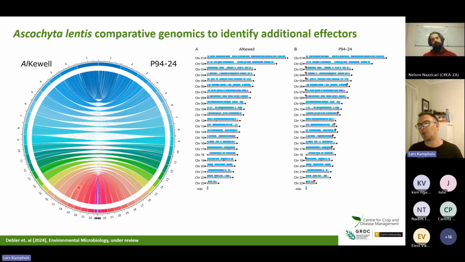That's just one effector and one gene. I mentioned before that we're trying to identify additional effectors through whole genome sequencing and generation of a pangenome. But one of the early things that we did is compare the 2 genomes of our 2 favorite Ascochyta lentis isolates, ALQL and P9424. What you see here in this circus plot is the 23 chromosomes of the pathogen. And you can see that essentially the chromosomes are highly comparable, and there are very few rearrangements or translocations.